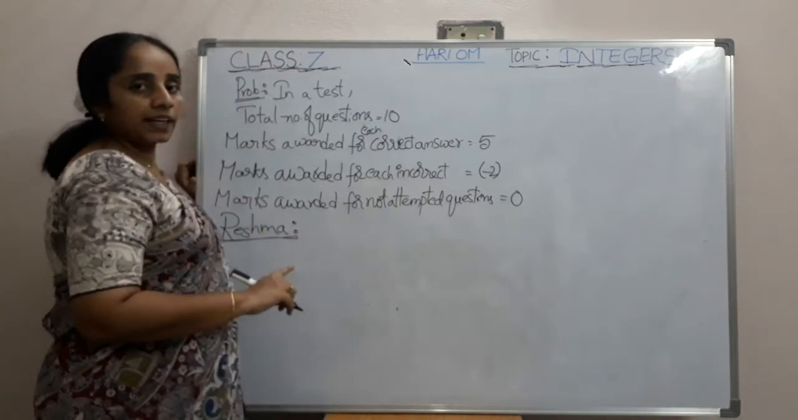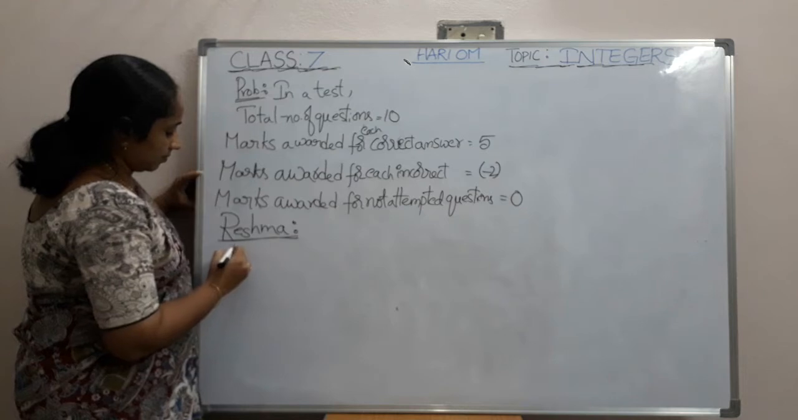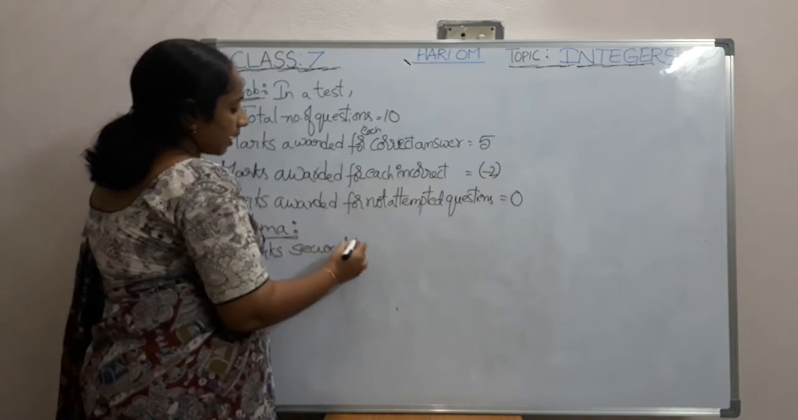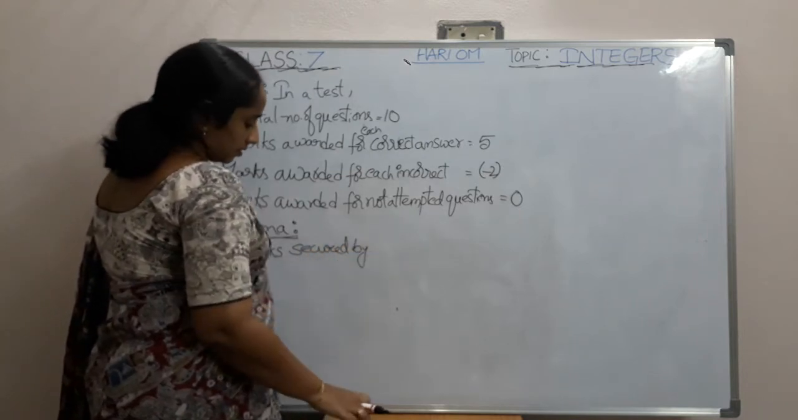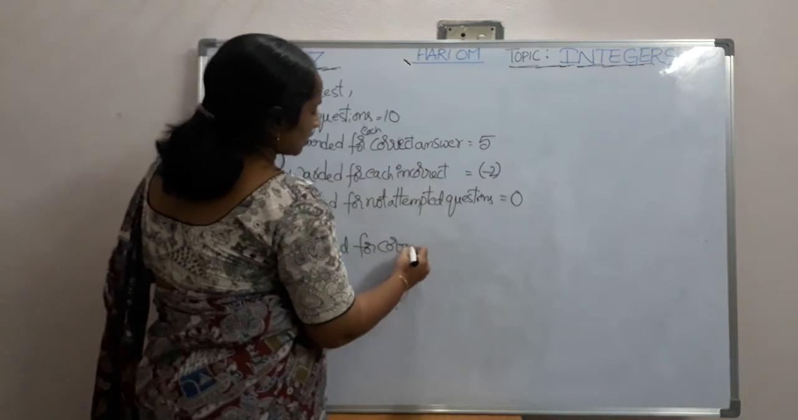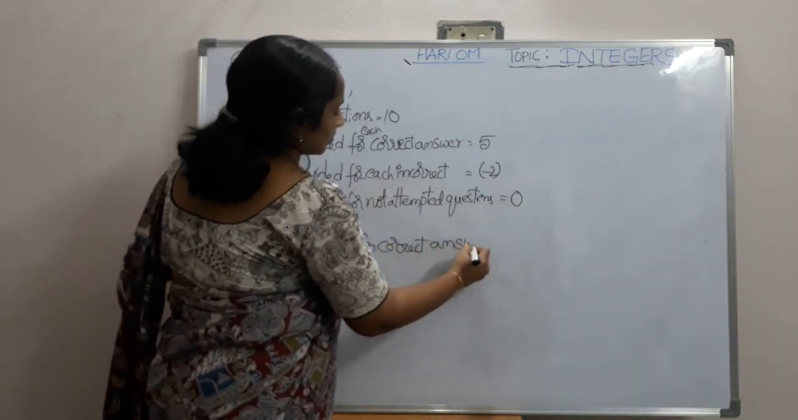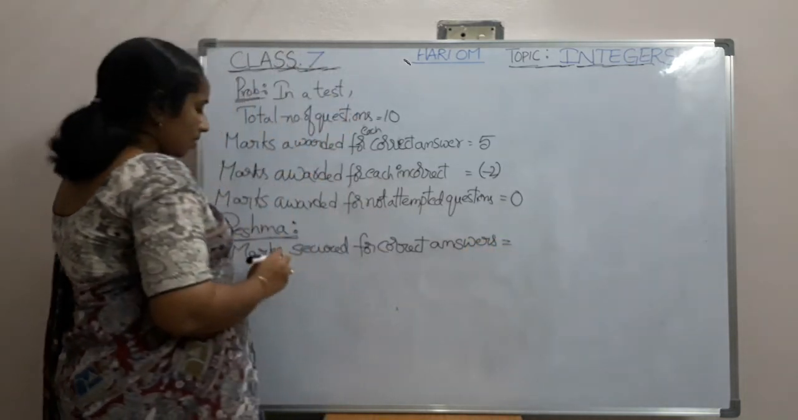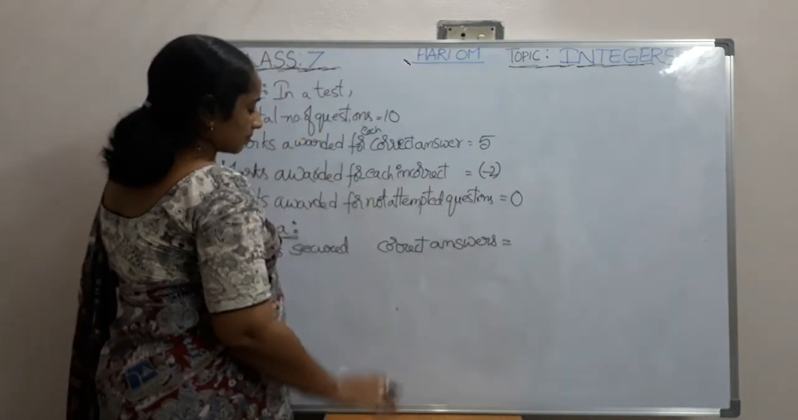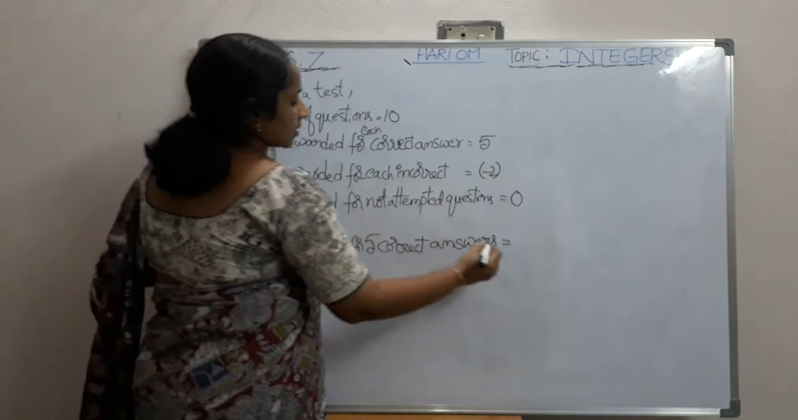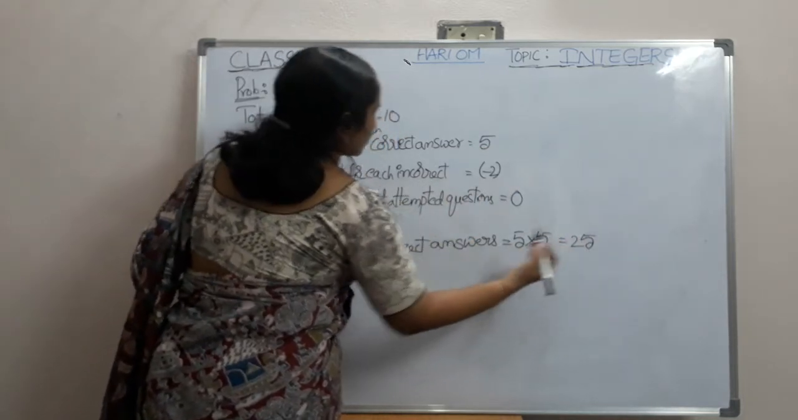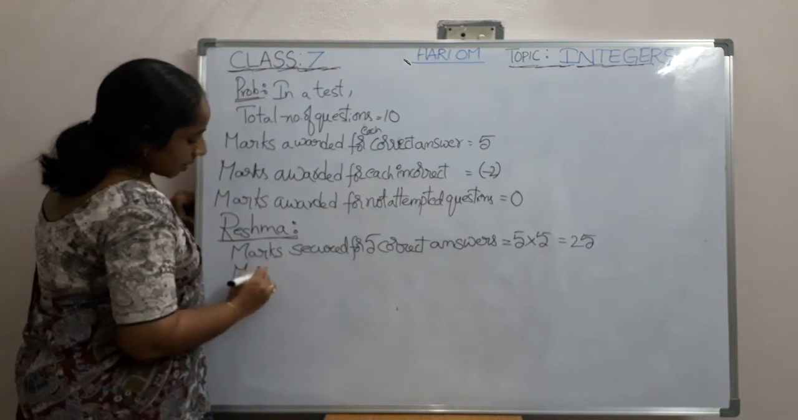She made 5 correct and 5 incorrect. Marks secured for correct answers: 5 correct answers, into each correct answer 5 marks, it is 25 marks.